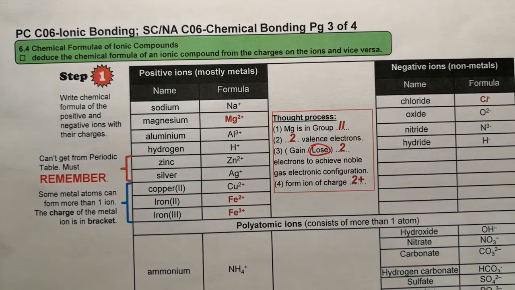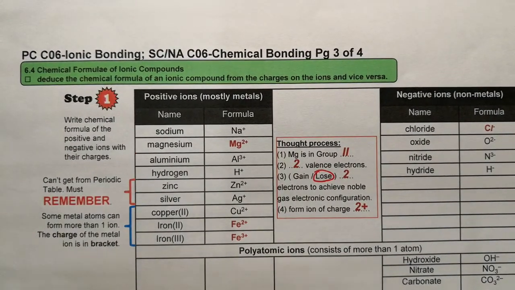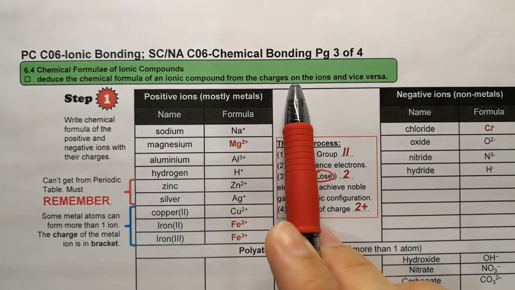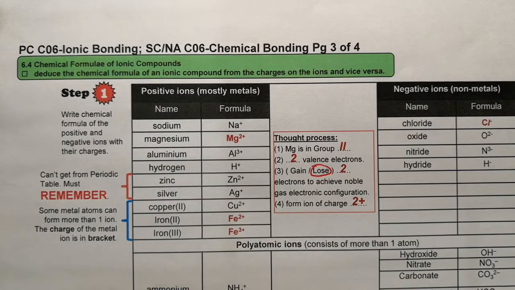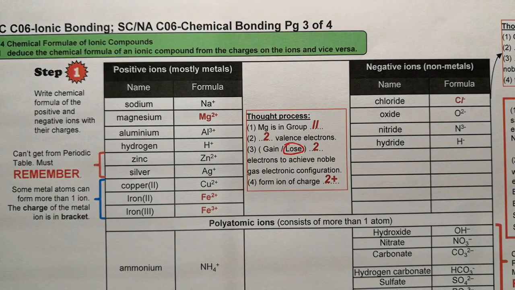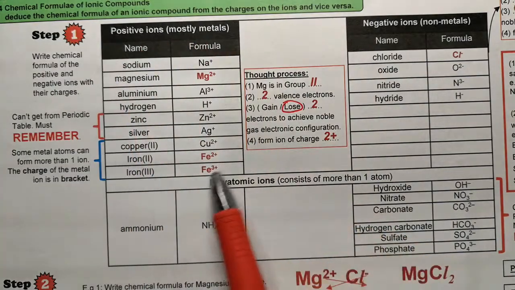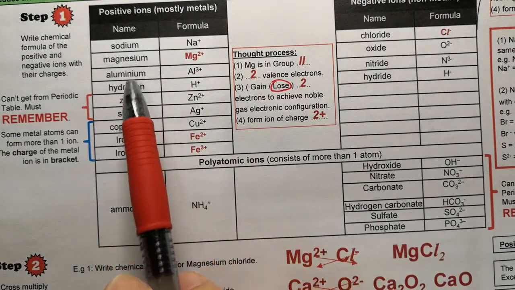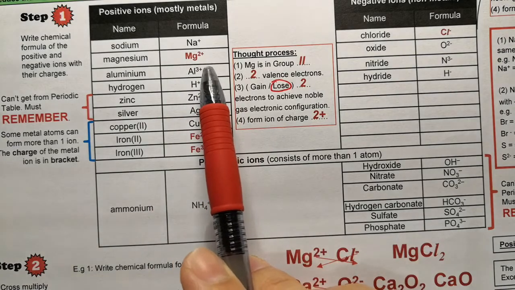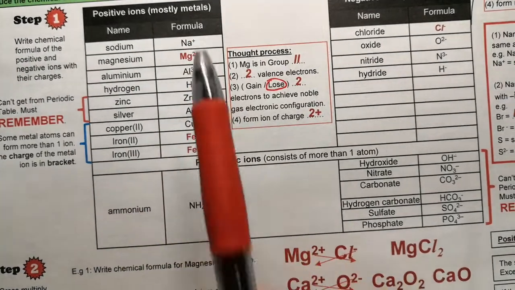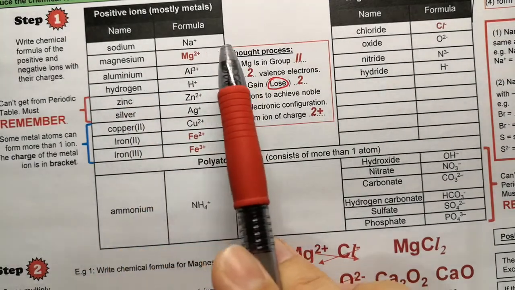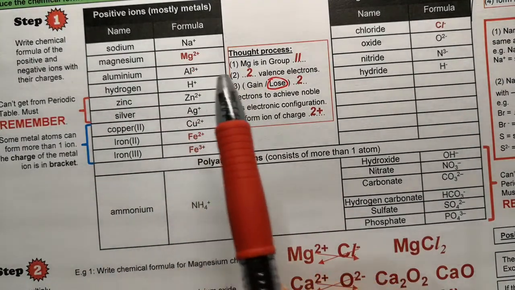So this part is on 6.4, chemical formula of ionic compound. Deduce the chemical formula of an ionic compound from the charges on the ions and vice versa. Now, in order to get the formula of an ionic compound, you need to get the formula for the metallic ion as well as the formula of the non-metallic ion. So this part would be the metallic ion, positive ion, mostly metallic. Sodium, magnesium, aluminum, hydrogen, all this, you can actually get it from the periodic table. So you don't need to memorize that sodium ion, the formula is Na+. Magnesium ion, the formula is Mg2+. No need. You can get it from the periodic table.